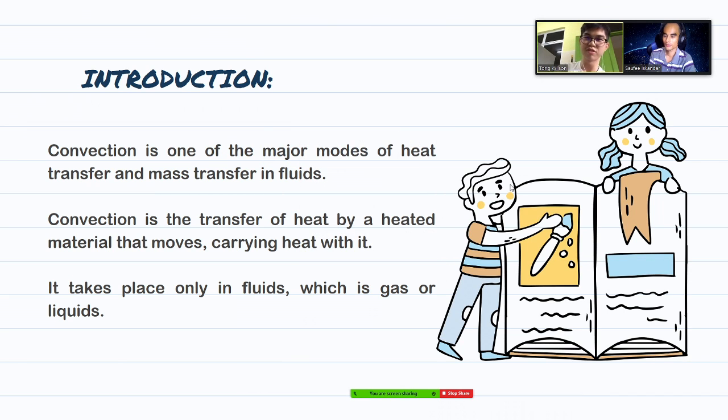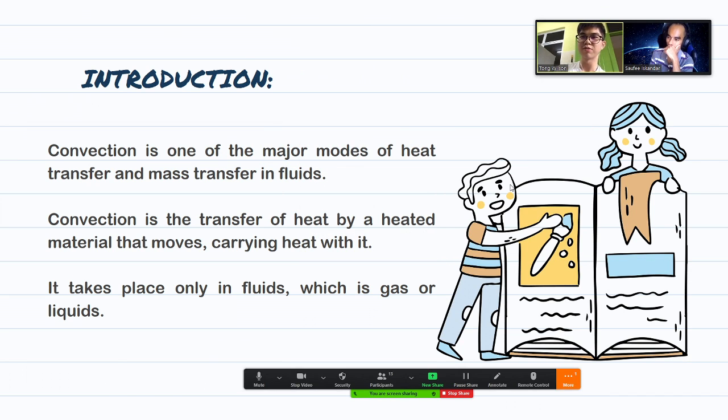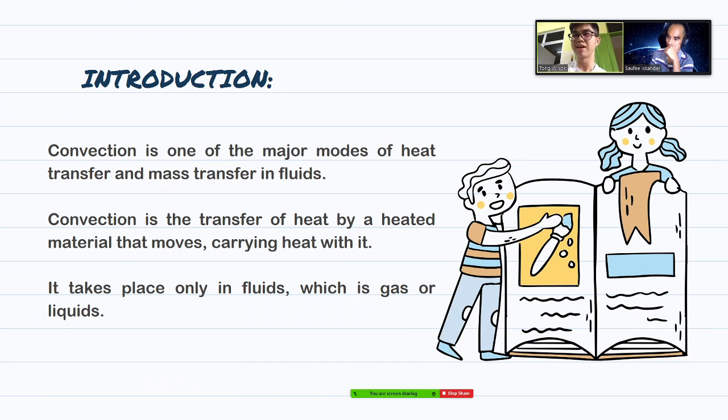Okay. Introduction. Convection is one of the major modes of heat transfer and mass transfer in fluids. Fluids, that's like gas and liquids. Convection is a transfer of heat by a heated material that moves, carrying heat with it. It takes place only in fluids, which is gas or liquids.